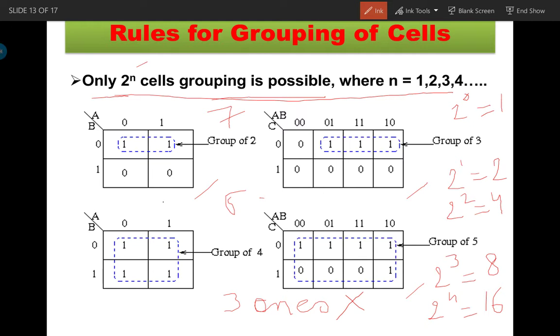So 2 raised to power 0, 1, 2, 3 is possible, okay? You can write here 0 also. If it is a single one, it can be treated as a group, right?